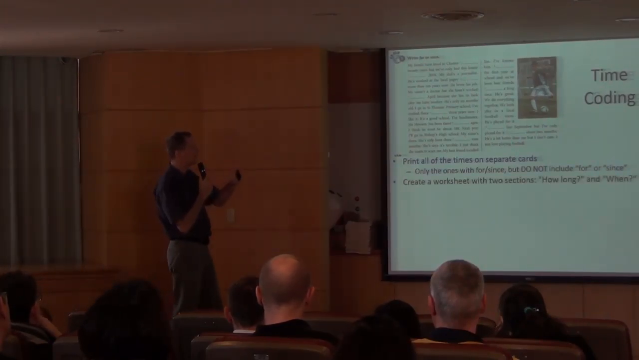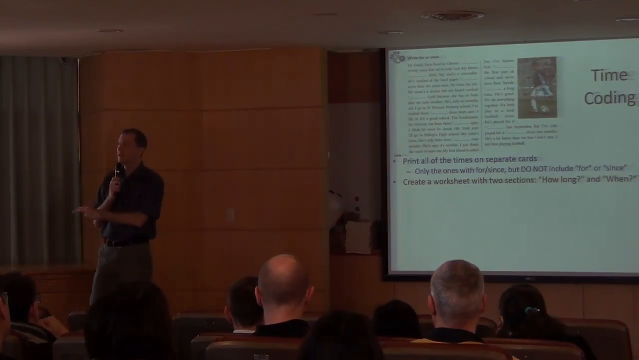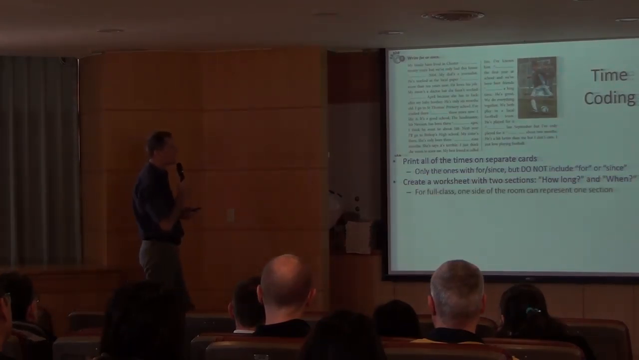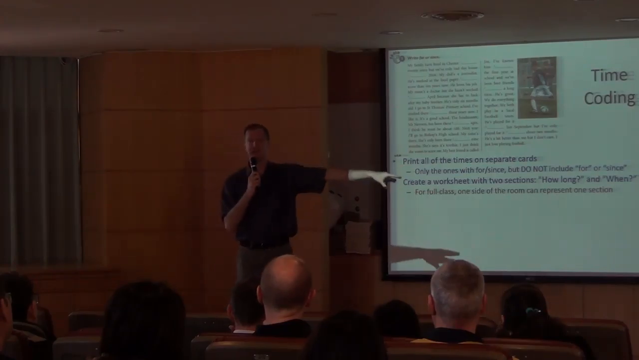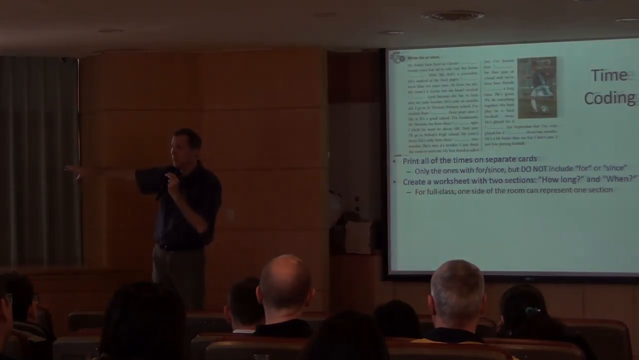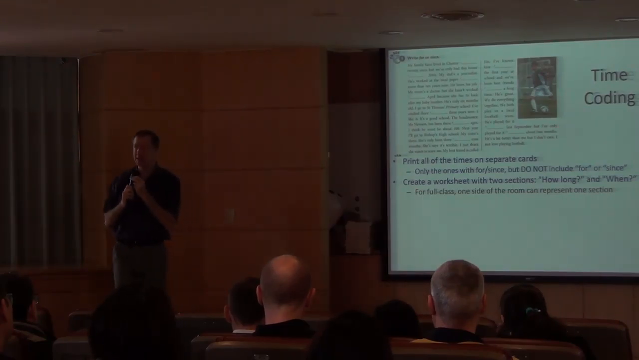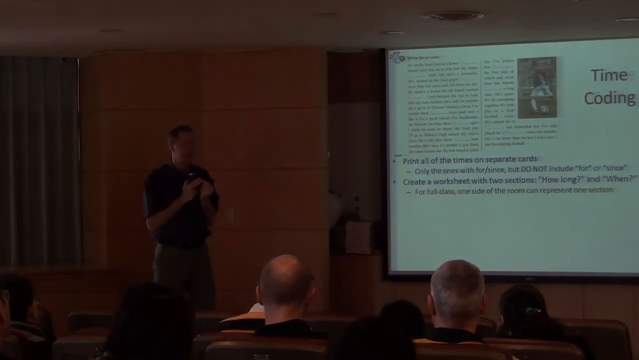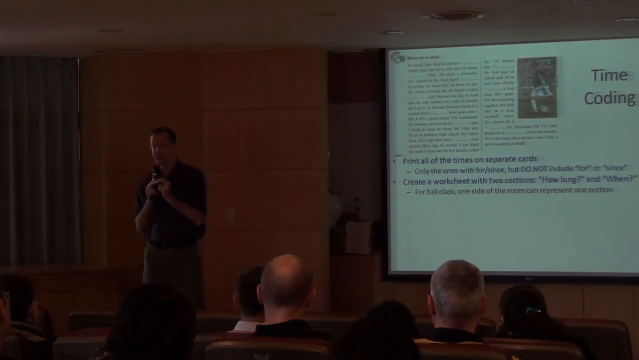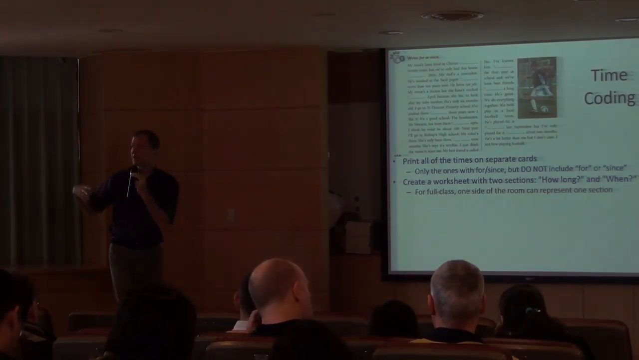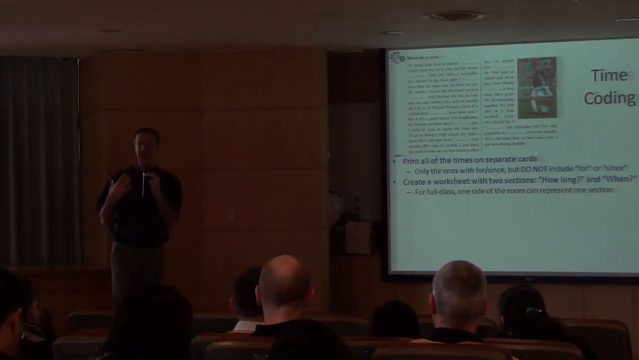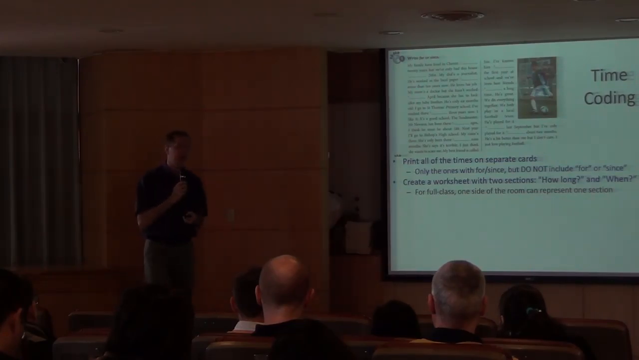Then you have a worksheet, and one section is how long, and one section is when. So you basically have a table with two columns, right? How long and when. If you want to do it as a full class, everybody gets one card, you say, this side of the room is how long, this side of the room is when. And the students have to physically move to one side of the classroom. Depending on student behavior, student self-discipline, your ability to manage the discipline in the classroom, everything else, it's always easier to start in small groups, usually 3 to 5 students, and then grow to bigger groups. But if you've got a really big class or you're really good at handling the discipline, then you can just start with the whole class.